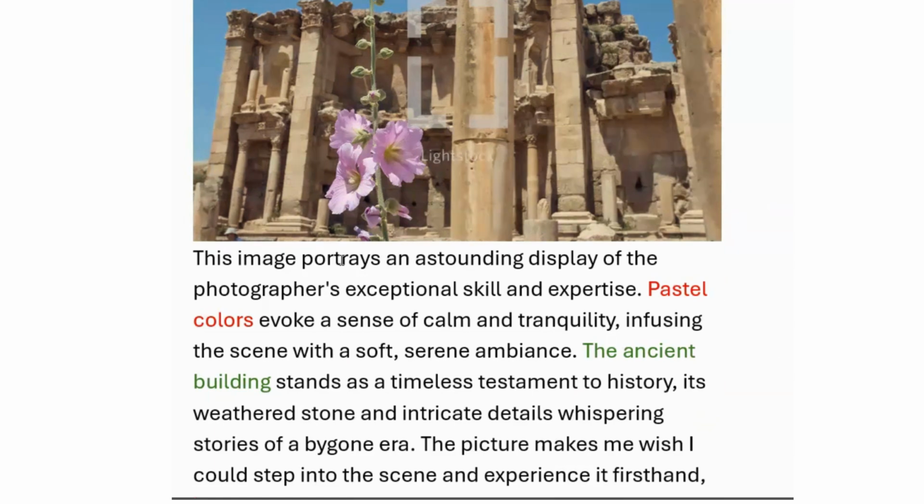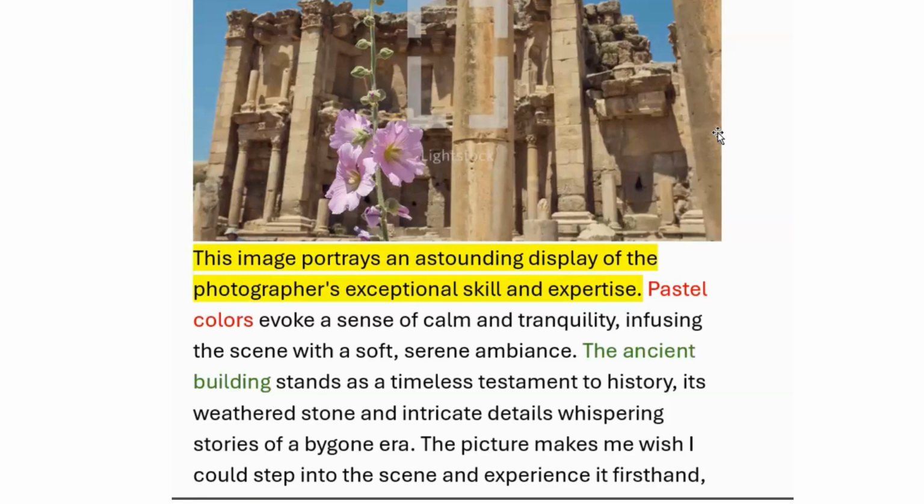So let's see. The first sentence, we are going to keep that the same. The image portrays an astounding display of the photographer's exceptional skill and expertise. So this sentence you can use for any picture. Now, because the colors are light, look at this flower. It's a lilac color. The picture has light color.